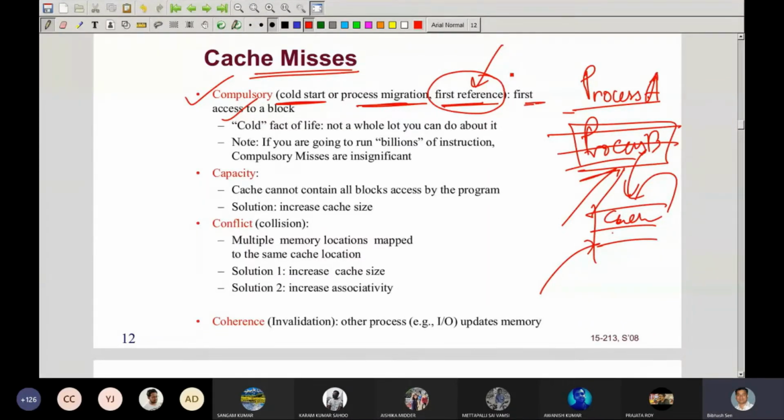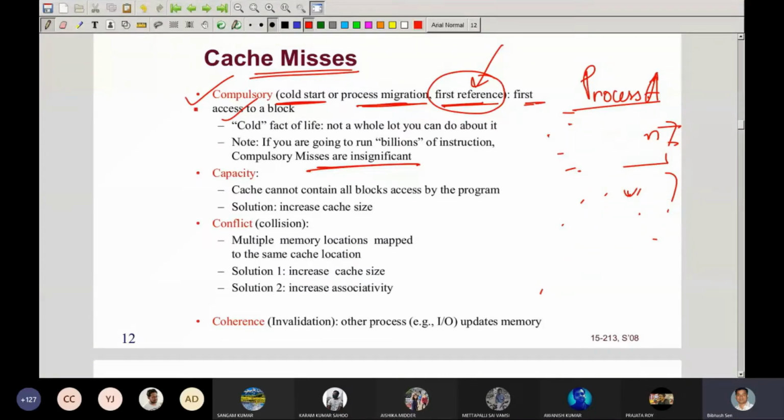If you are going to run billions of instructions, compulsory misses are insignificant, because after the first references, in the course of time, when the pages are accessed again, no further loading is required, so automatically the compulsory misses decrease. That's why they become insignificant. Is this point clear? So these are the cases of compulsory misses.